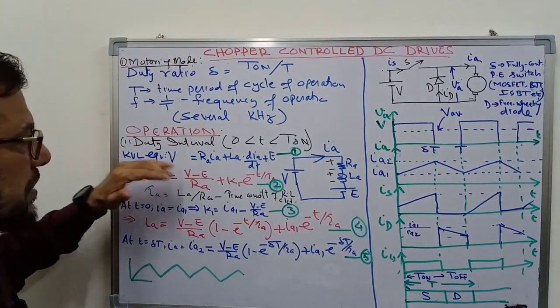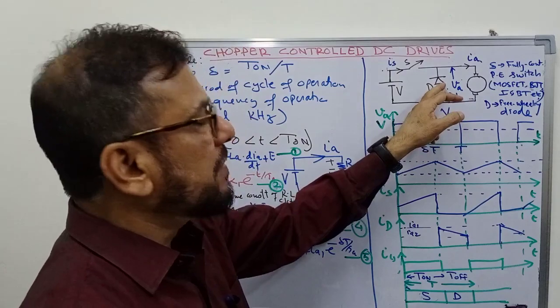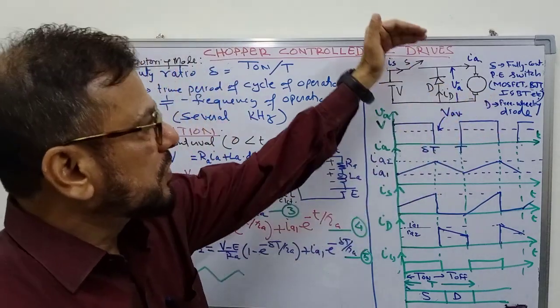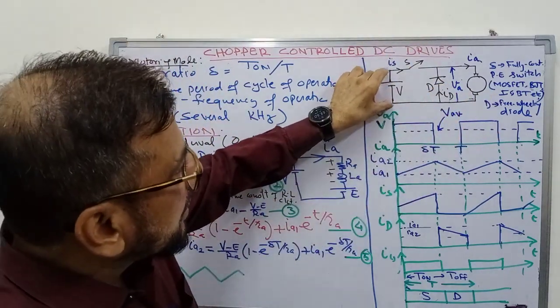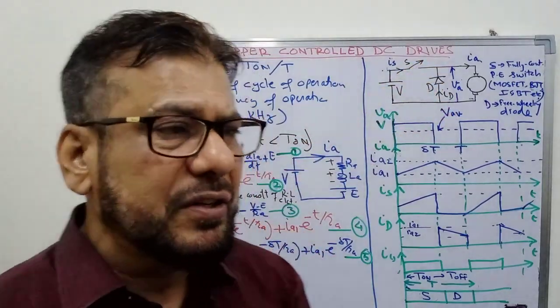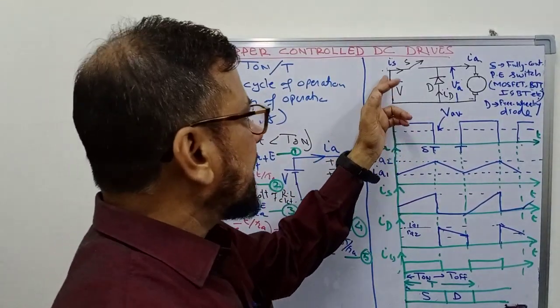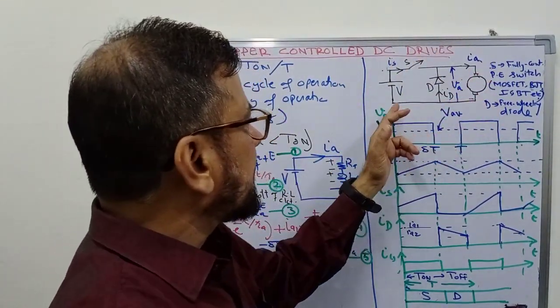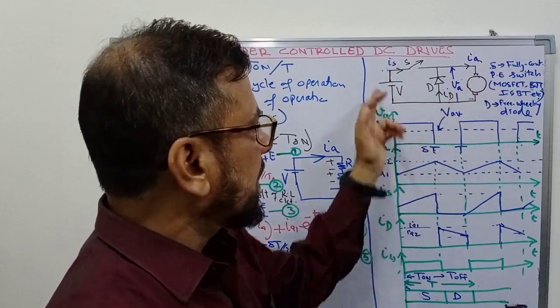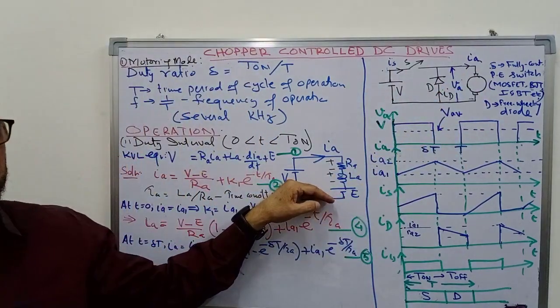So during the duty interval, the switch is connected here. This voltage will appear across the diode D, and diode D will be in the reverse bias state. So it will be out of circuit. The circuit will be completed like this, between the source voltage and this motor. So you can draw the equivalent circuit of this in this way.